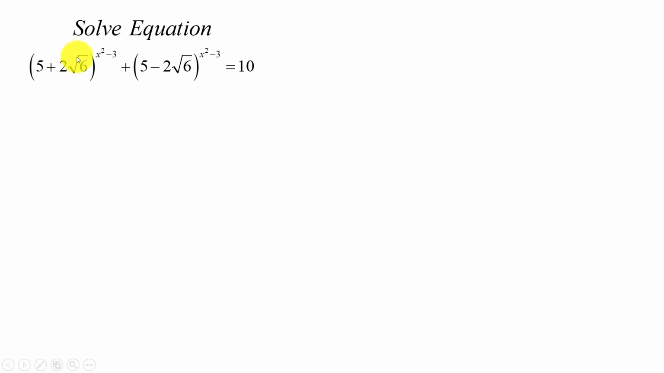Today I have one exercise, like on screen. The equation that we have is (5 plus 2 square root 6) all power x squared minus 3, plus (5 minus 2 square root 6) all power x squared minus 3, is equal to 10.